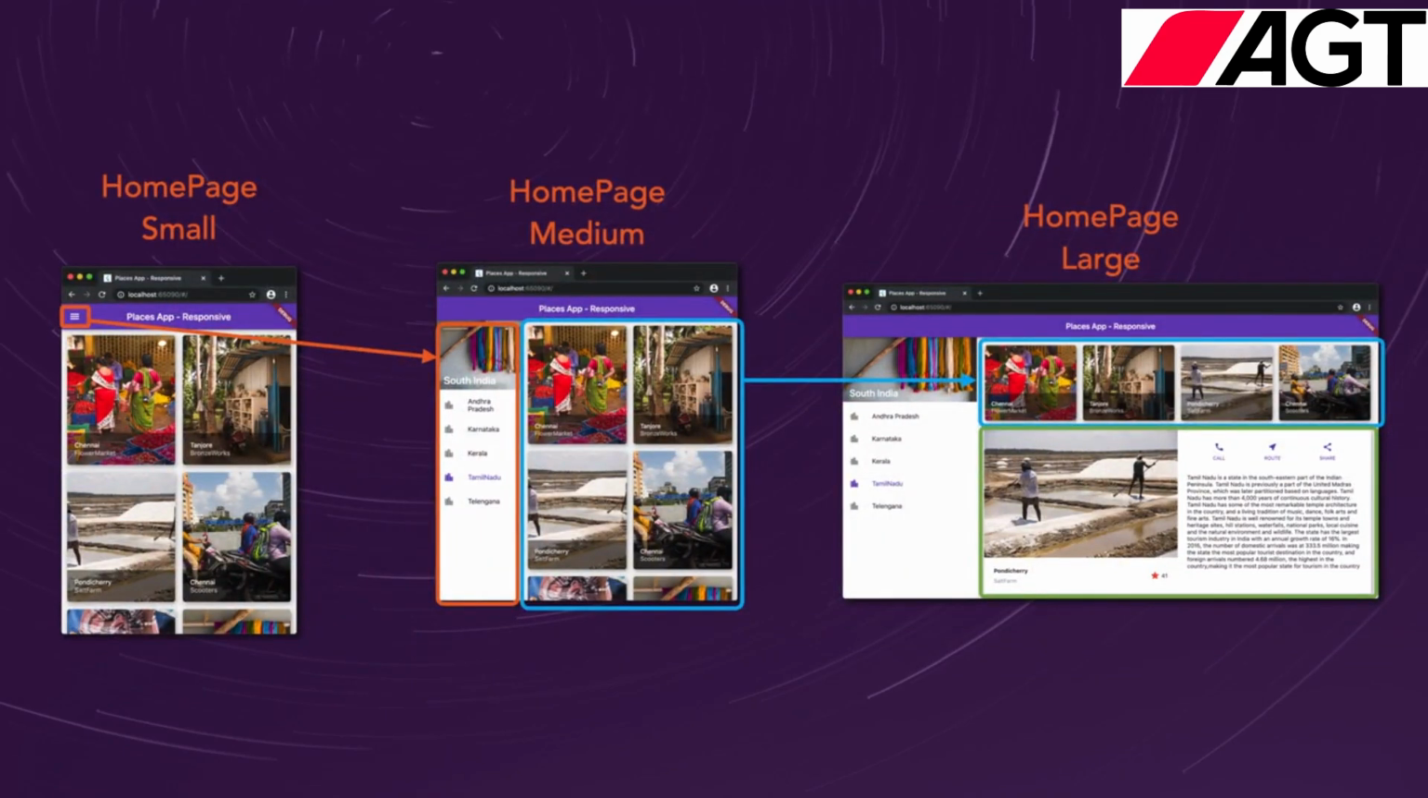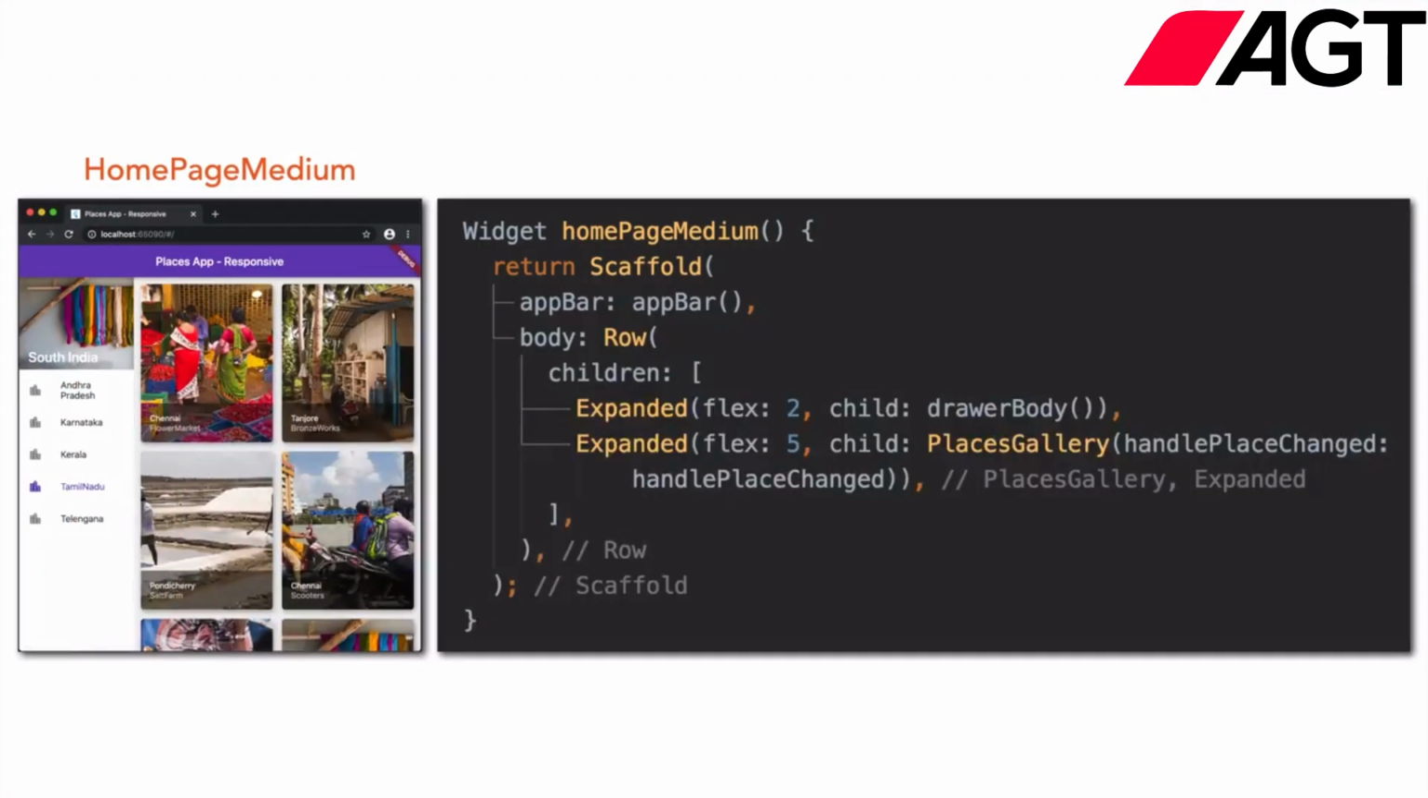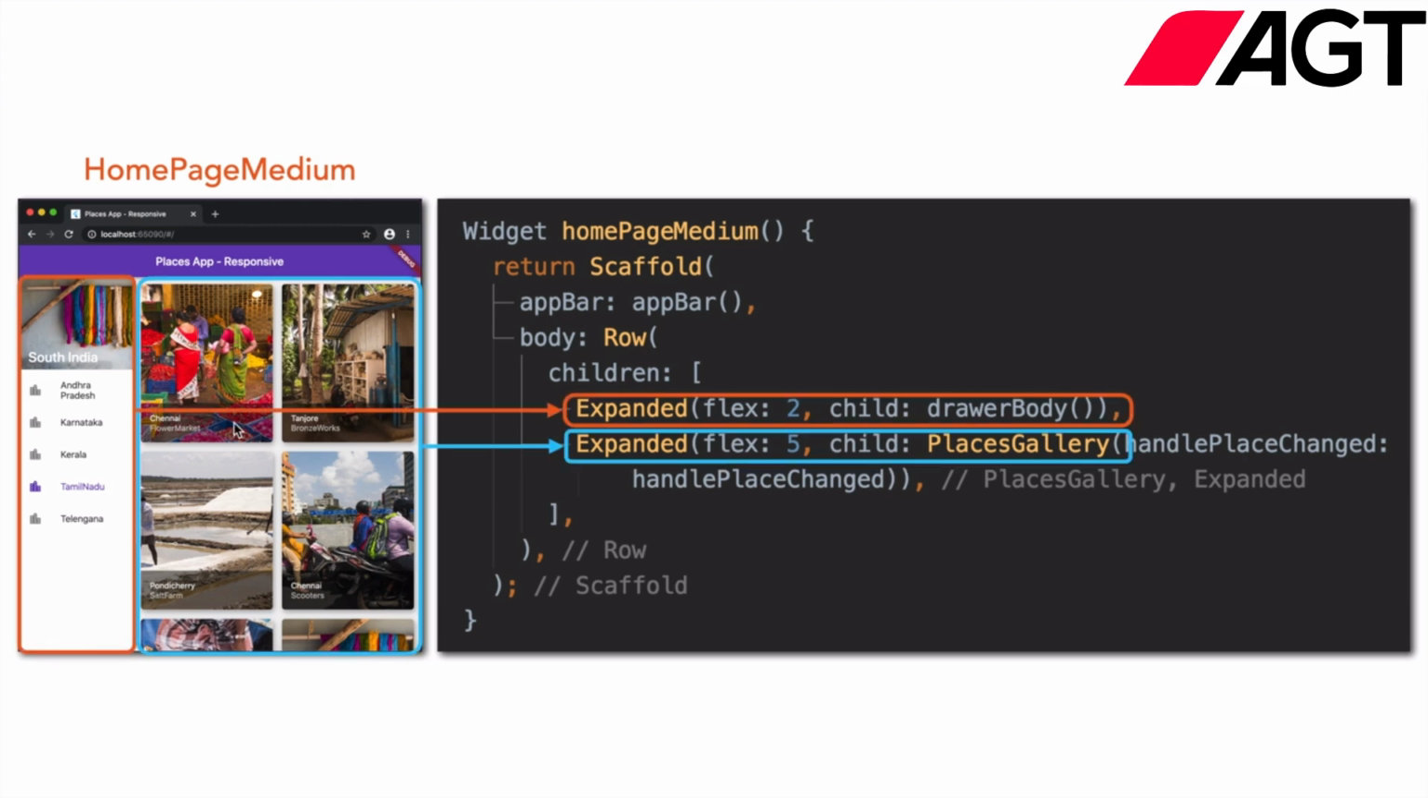Now let's take a look at the homepage medium code. The homepage medium layout is also implemented as a scaffold widget containing an app bar that shows up the title here. And notice that we don't have any drawer here because in the medium layout we have more space available. So we have combined our navigation menu along with the grid gallery into a row widget, and the row widget is the whole body containing two children, and both of these children are implemented as expanded widgets.